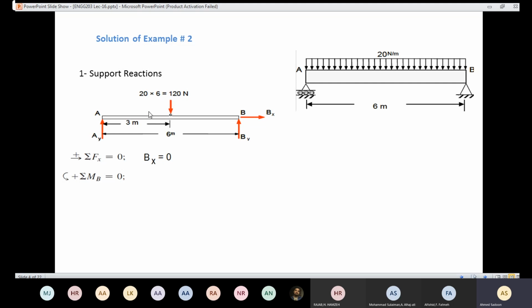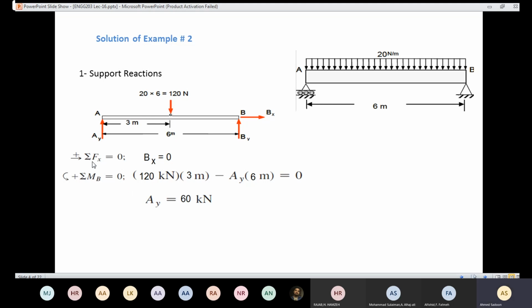Only AY and 120. AY is going to be clockwise, and it's going to be multiplied by 6 meters, while 120, if you draw the line of action here, is going to be multiplied by 3, and it's going to be a positive moment since it's counterclockwise. So this one is positive, 120 times 3, and AY is going to cause a negative moment. It is going to be multiplied by 6, which is the perpendicular distance. Then you have one equation, one unknown. Easily you can solve for AY. If you are going to solve for AY, AY will be 60 kilonewtons.